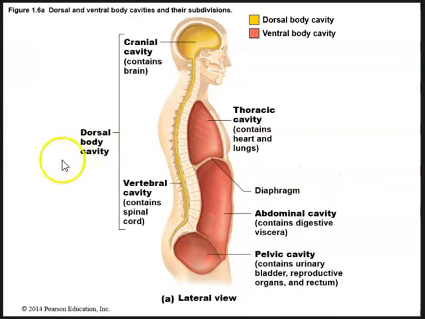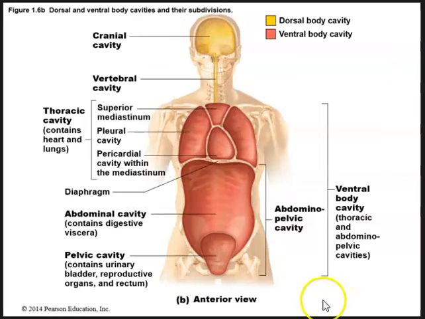Again, dorsal being posterior, ventral being anterior. Here we see an anterior view. Again, we can mostly see the ventral body cavities, but we can actually see parts of the dorsal body cavities made up of the cranial and vertebral cavity.